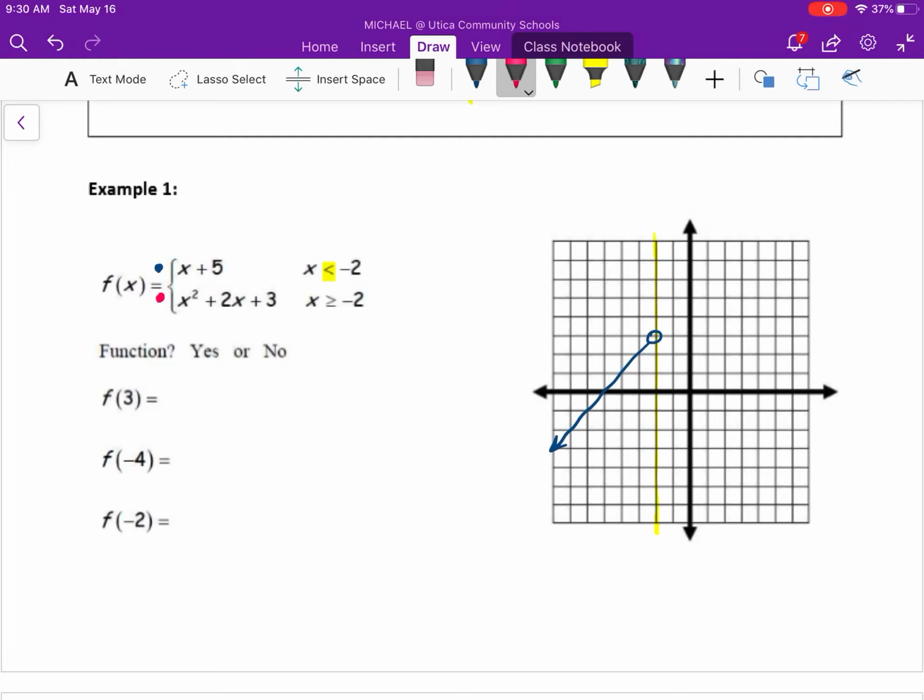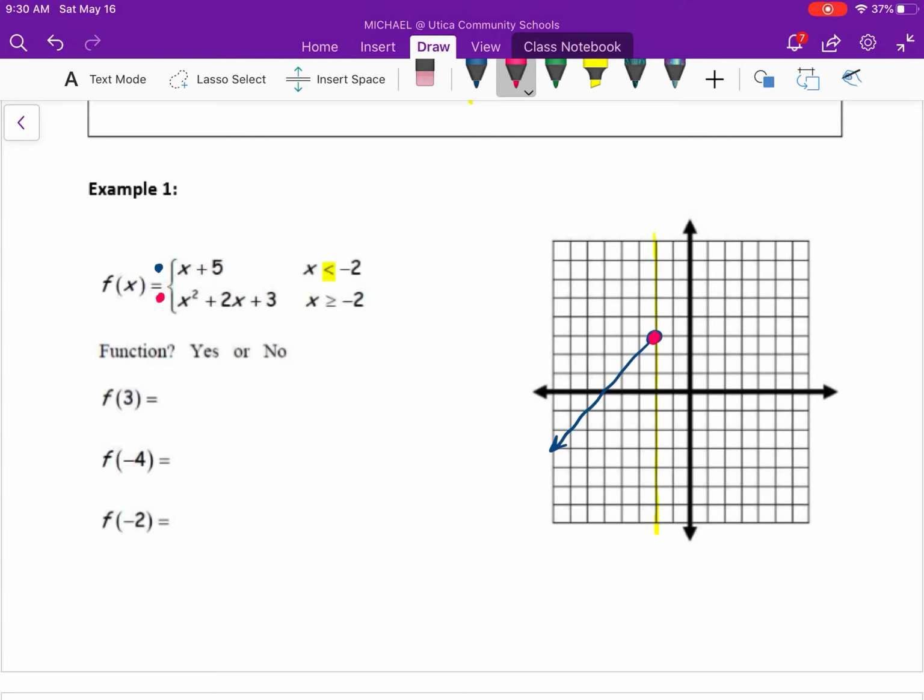All right, I'm going to do the same thing here. I'm going to plug in a -2 there. And when I plug in a -2, I get 4 minus 4 plus 3, which is 3. So that also crosses at 3.